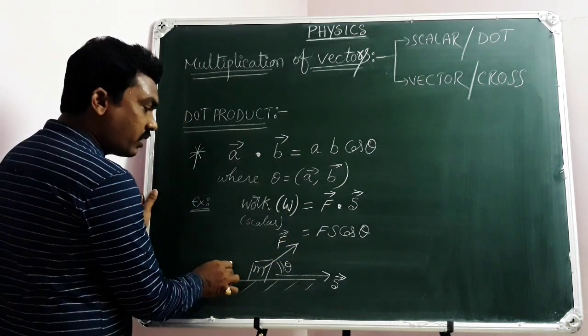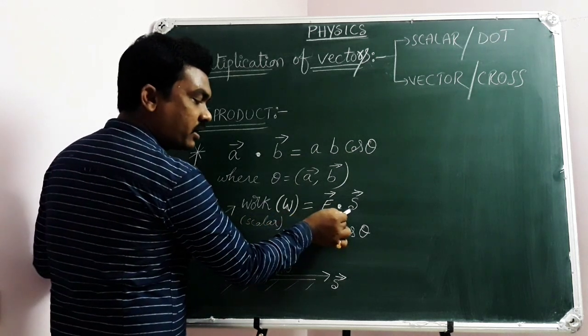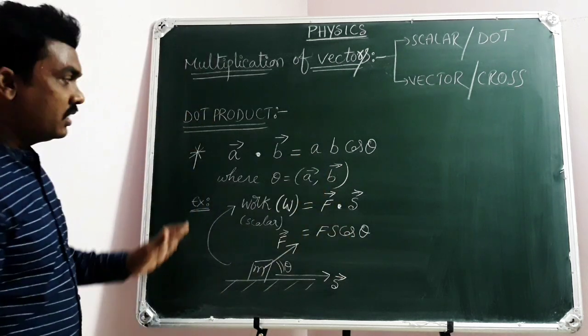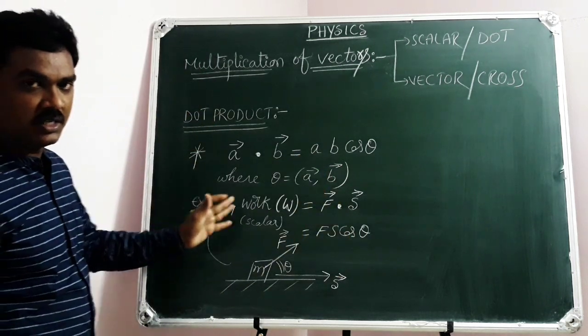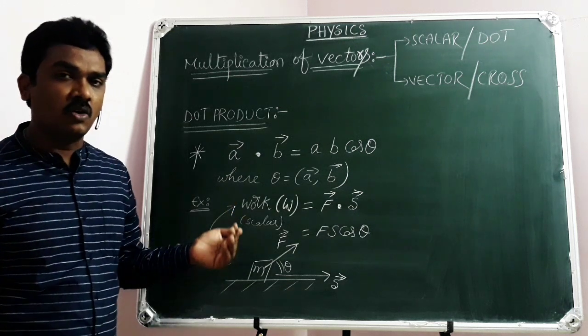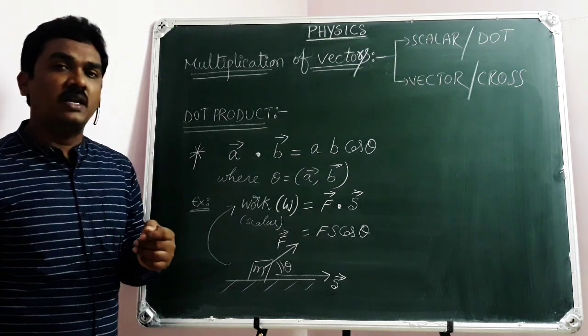Then the amount of work done on this body is F bar dot S bar, which is equal to F S cos theta, which is a scalar physical quantity. This is the best example at our standards to explain the concept of work done. So I give a little more clarity.